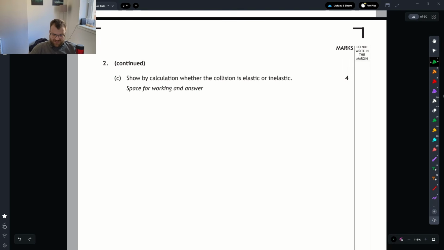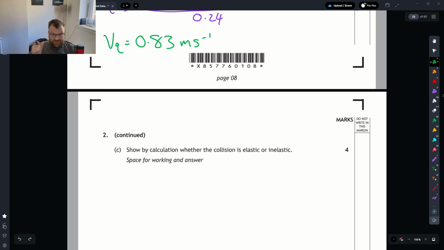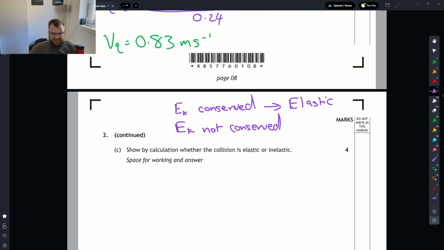Show by calculation whether it's elastic or inelastic. Here we're going to be looking at EK. So momentum's conserved, but it depends on what happens with the EK. So if EK stays the same, so conserved, that means we've got an elastic collision, versus if it's not conserved, that's going to be inelastic.